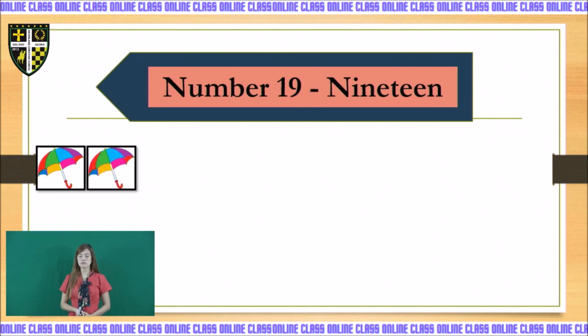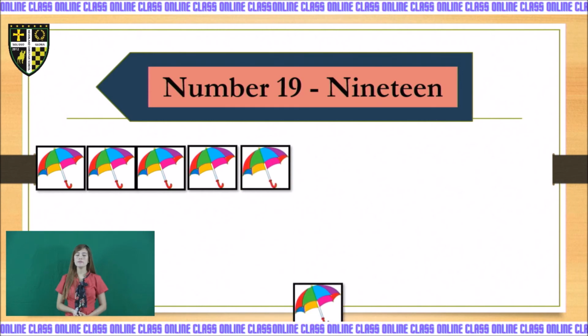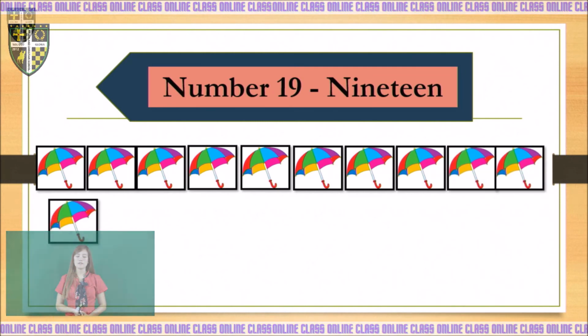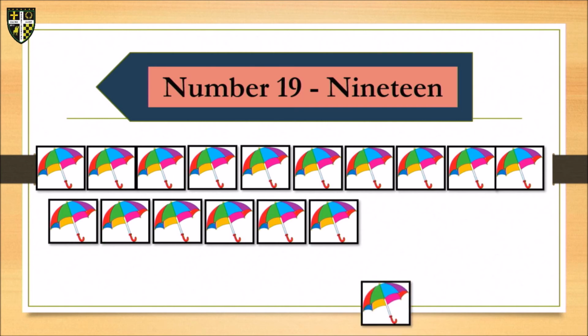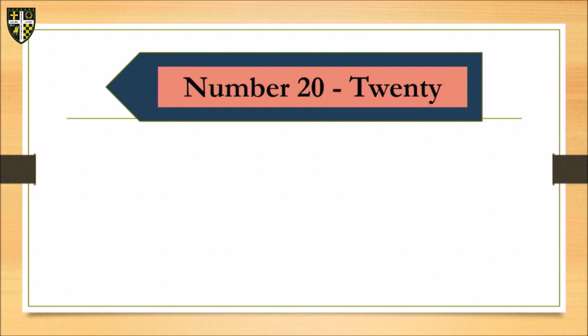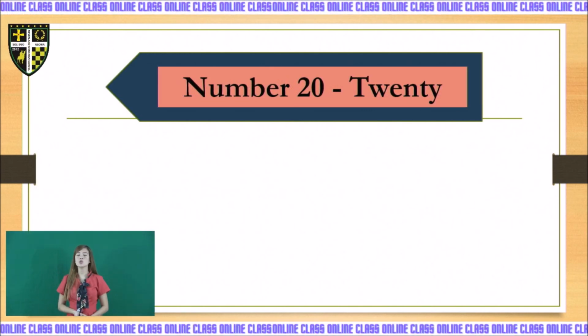1, 2, 3, 4, 5, 6, 7, 8, 9, 10, 11, 12, 13, 14, 15, 16, 17, 18, 19. Okay, we have 19 umbrellas. And the last number we have, number 20. Okay? Number 20.